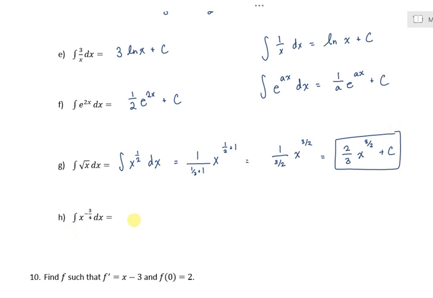Okay, x to the negative 3/4. We need to just add 1 to the 3/4, so we get x to the 1/4. Then we need to divide by the 1/4. That's the same as multiplying by 4, plus c.